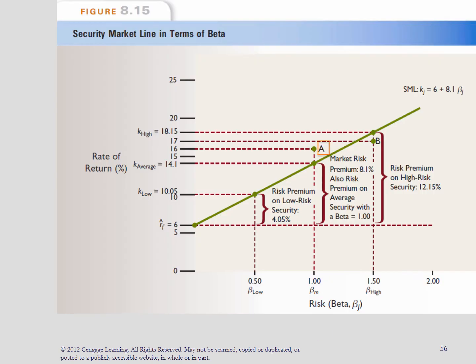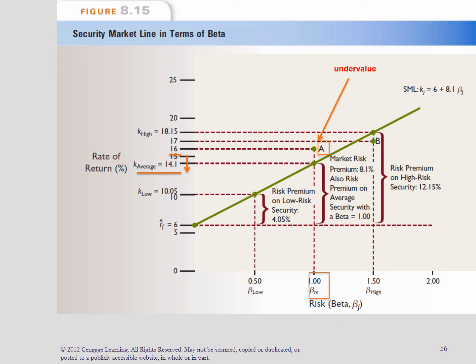For security A with beta equal to 1, the required rate of return in equilibrium should be 14.1% based on security market line. However, it now displays a return of 16%. So it is an attractive investment because the expected return is greater than the required rate of return in equilibrium. Investors would rush to buy and therefore drive down the return to the equilibrium level. Approaching from the other perspective, we can also say that security A is undervalued now.